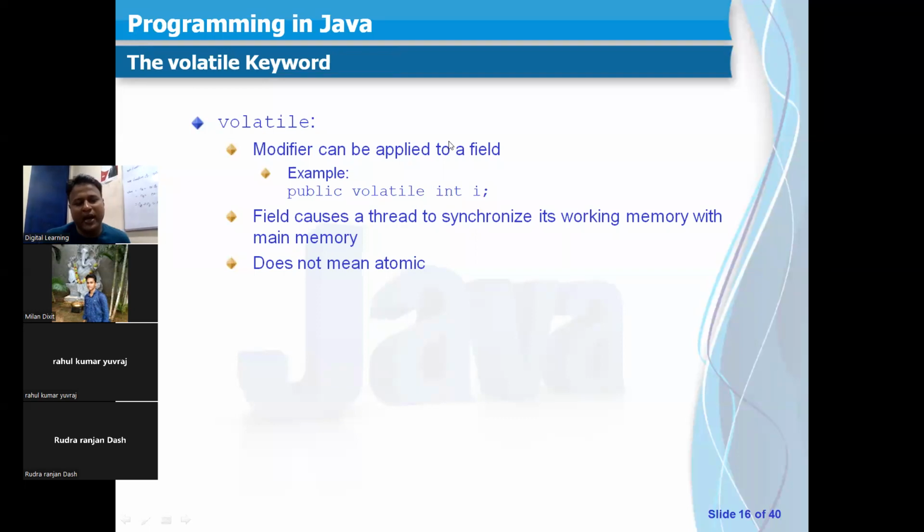The volatile modifier can be applied to a field. Volatile means what? Like you define a variable as static, you can define a variable as volatile. When you define a variable as volatile, that means the value changes. It causes a thread to synchronize its working memory with main memory. It doesn't mean atomic. Atomic means the variable value is constant. Volatile means the variable value is always changing.